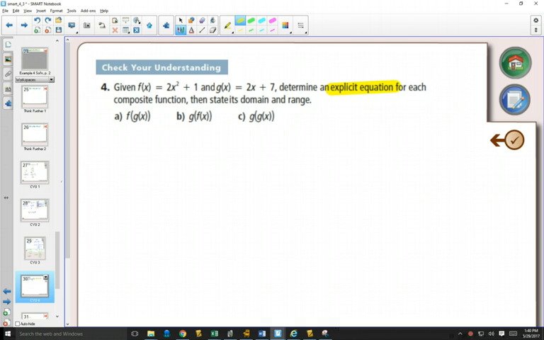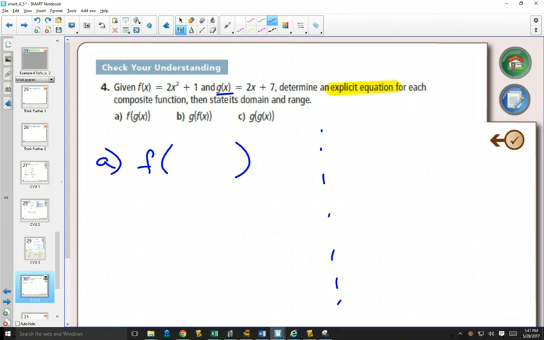The way that you figure out the explicit equation is you plug in x into one function, see what comes out, and then plug that entire answer into your other function. So again, we might show some work off to the side. We always work from the inside. So what is g of x? G of x is given to us. It's equal to 2x plus 7. So we don't need to show any work off to the side here.